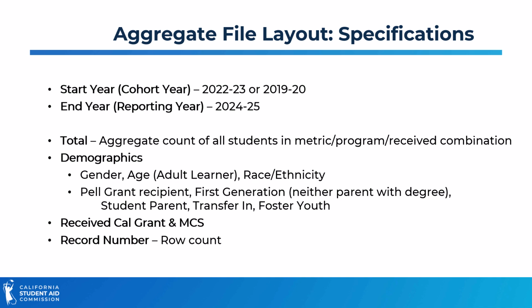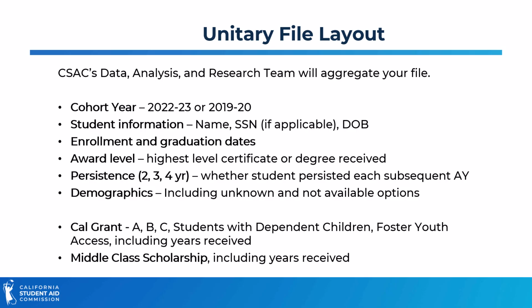The received Cal Grant and middle class scholarship field includes those who receive both types of awards and will only have counts from public segment institutions. Private segments should leave the field as all zeros. The unitary file maintains many of the old elements while adding those that align with the aggregate reporting requirement, including identifying your enrollment cohort year, providing student demographics when available, identifying which grants they received payment for while enrolled at your institution, and identifying whether the student persisted up to 4 years.